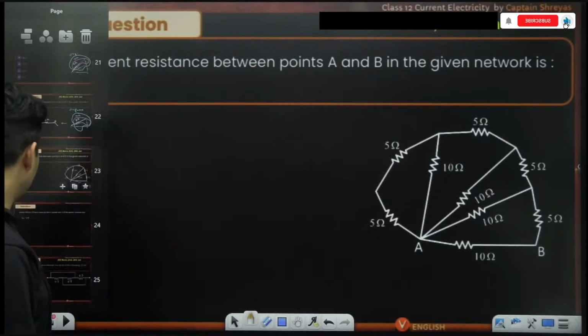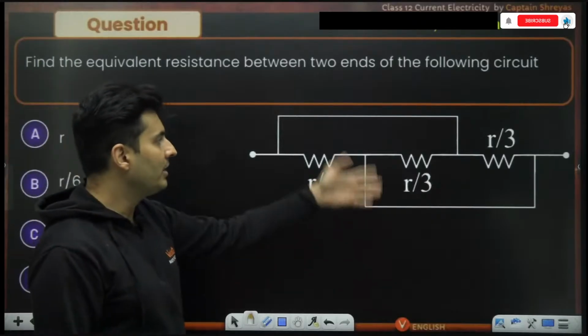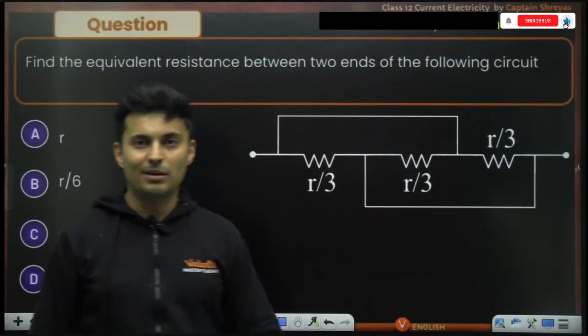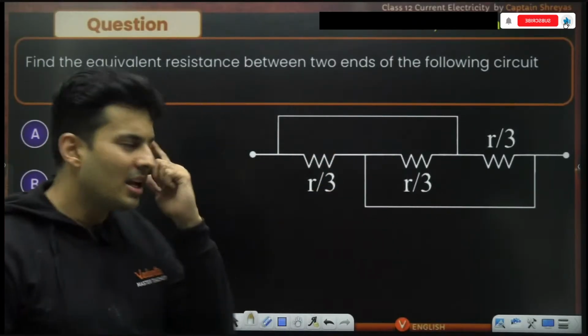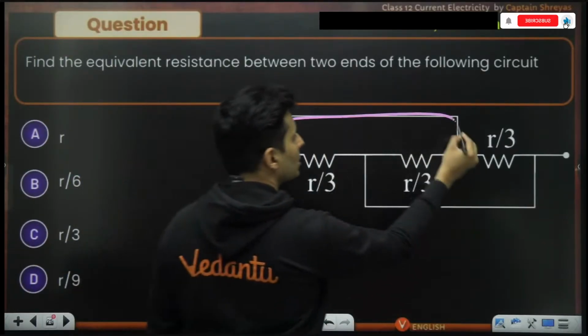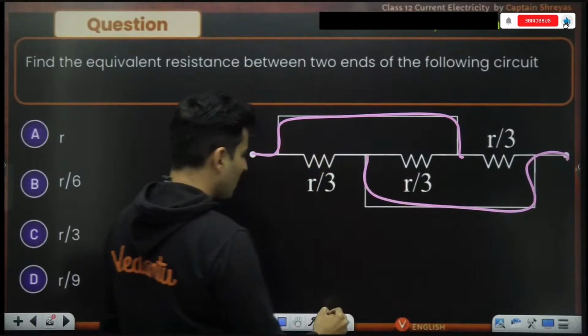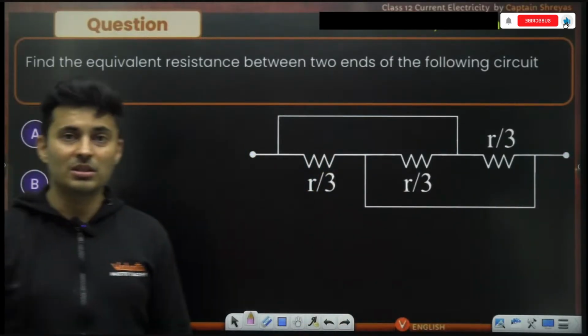Great. Perfect, sir. But sir, once I saw this kind of question, R by 3, R by 3, R by 3, what is the equivalent resistance? Then I was like, sir, won't the current flow like this? Oh my God, what will it do now? Sir, current will go like this, and what will it do now? So a lot of people get confused in such questions.